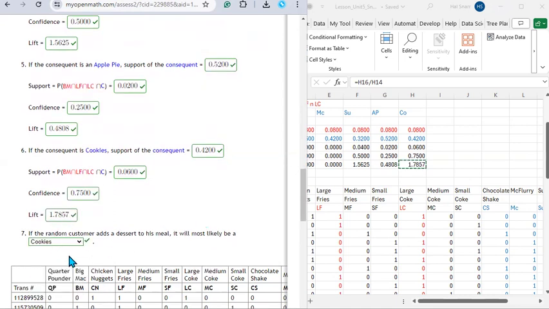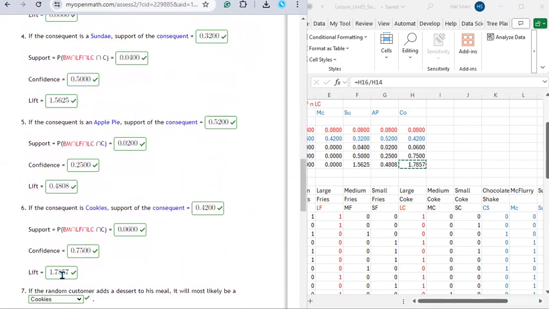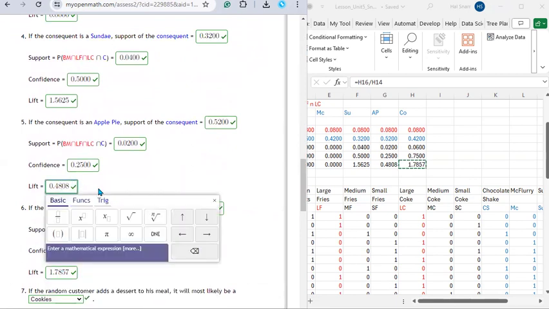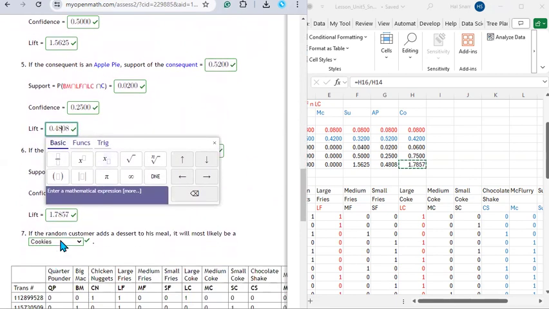Now your answers will vary, right? You've got to pick the one with the highest lift. So if the one with the highest lift is apple pie, then of course you'd pick apple pie here.